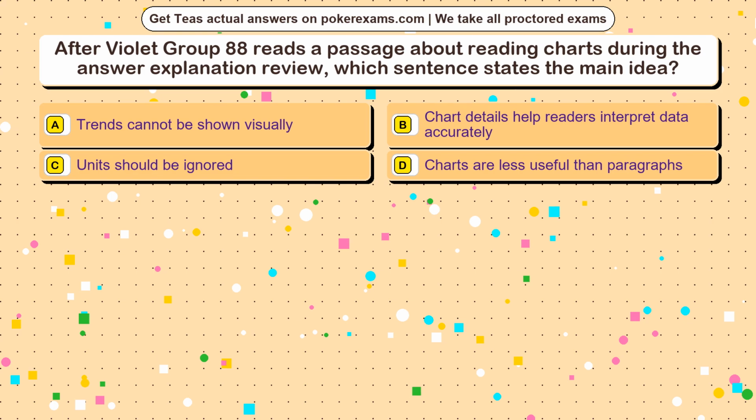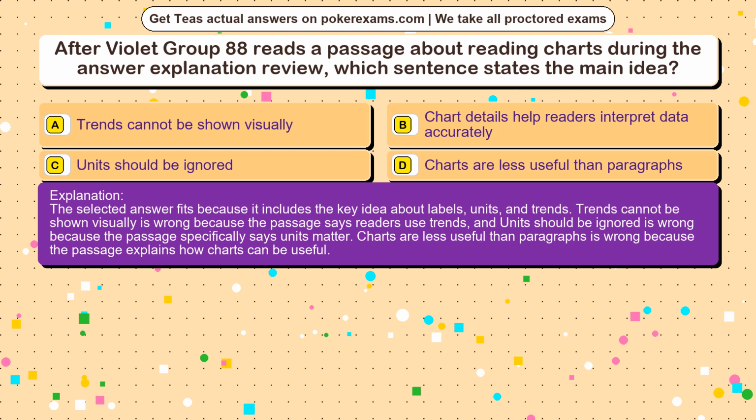The correct answer is option. The selected answer fits because it includes the key idea about labels, units, and trends. Trends cannot be shown visually is wrong because the passage says readers use trends, and units should be ignored is wrong because the passage specifically says units matter. Charts are less useful than paragraphs is wrong because the passage explains how charts can be useful.